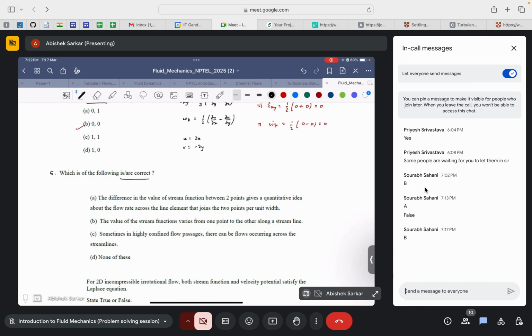It's again a simple theoretical question, something that I already discussed today again and again. So you can tell the answer. I will give you 2 minutes. You can just go back to your notes and cross verify the statements. It's quite simple, we just discussed it when we were discussing stream functions. Saurabh says it's A.